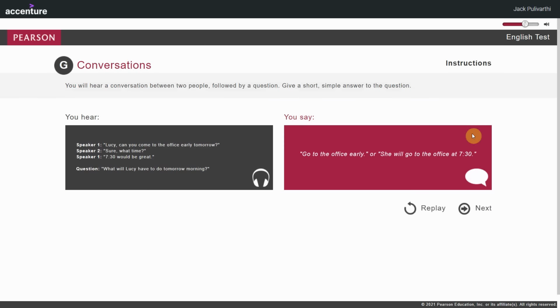Part G. Conversations. You will hear a conversation between 2 people followed by a question. Give a short, simple answer to the question. For example, you hear, "Lucy, can you come to the office early tomorrow?" "Sure. What time?" "7:30 would be great." When you hear, "What will Lucy have to do tomorrow morning?" you say, "Go to the office early," or "She will go to the office at 7:30."